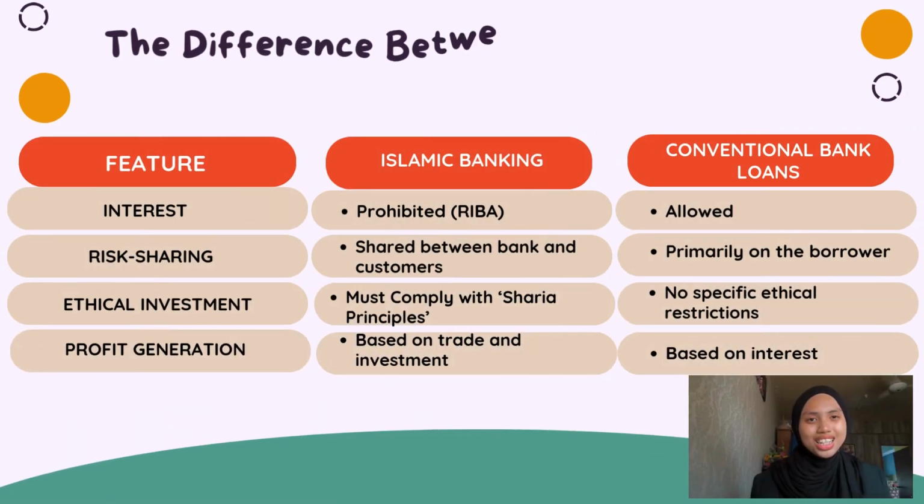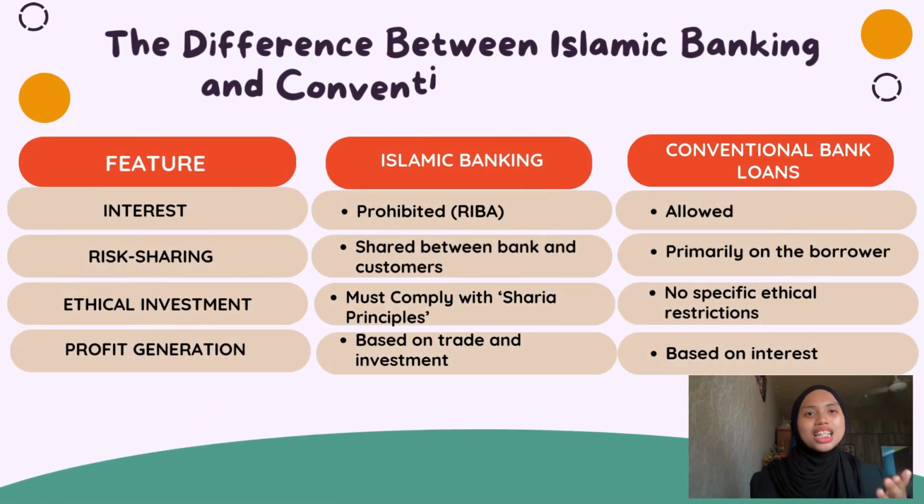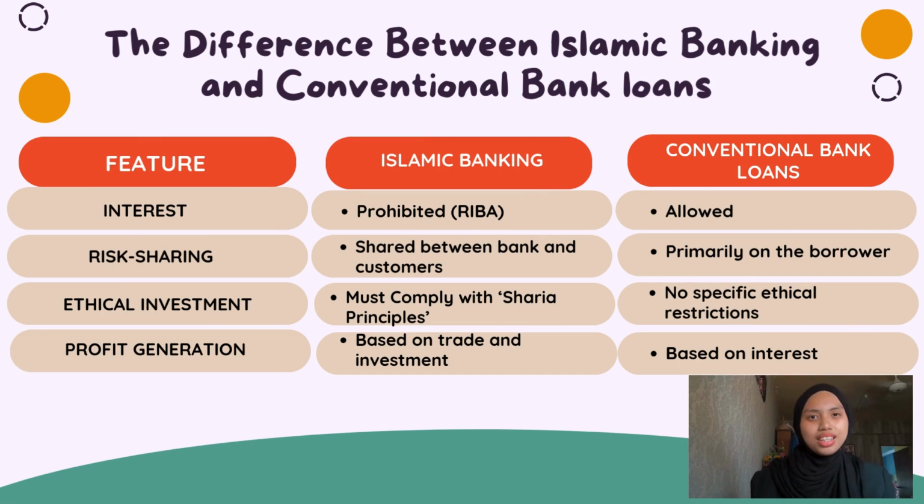Now that we understand both systems, let's highlight the key differences. These differences illustrate how each system approaches finance from distinct ethical and operational perspectives. The first thing is interest. In Islamic banking, it is called riba and is prohibited, while in conventional banking, it's allowed to have interest.